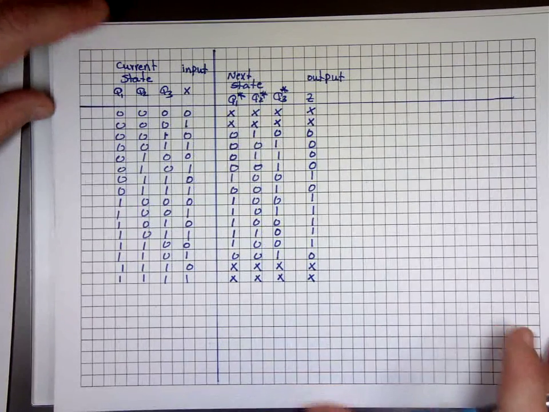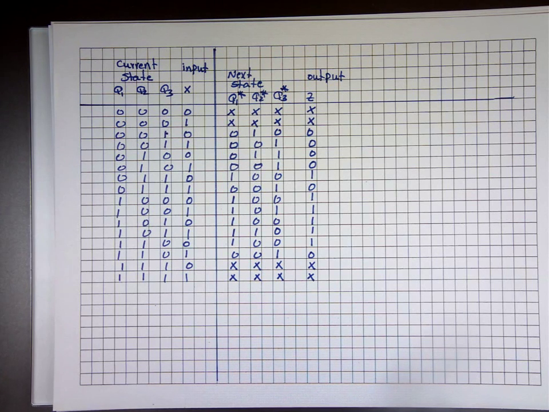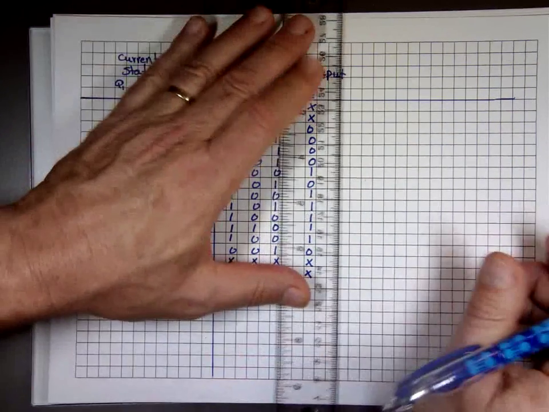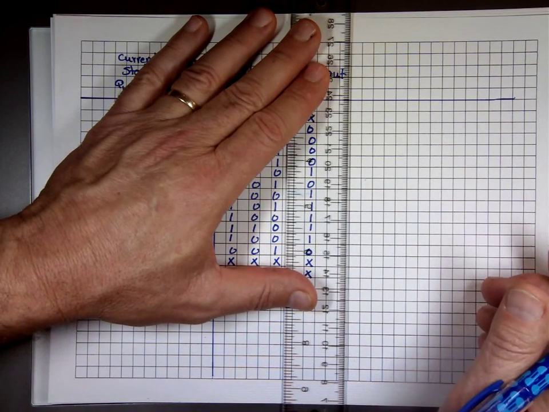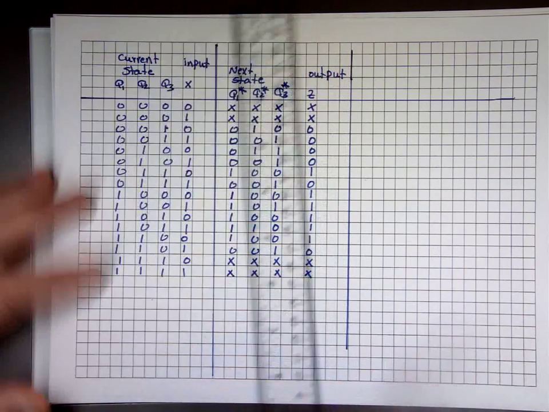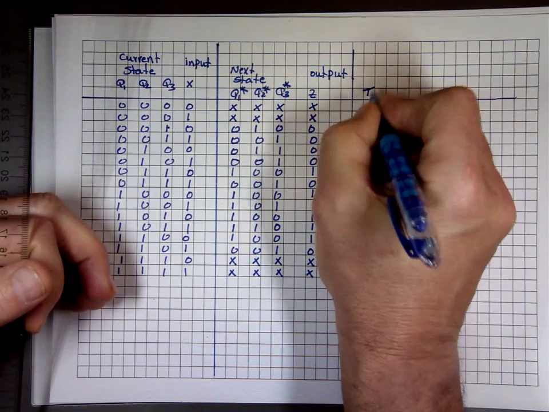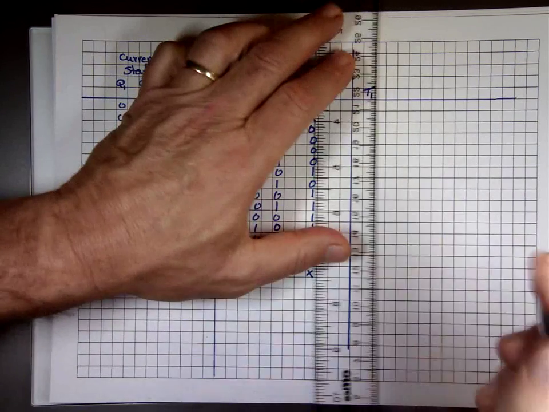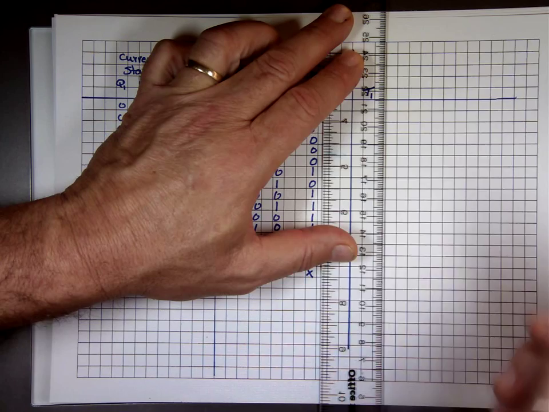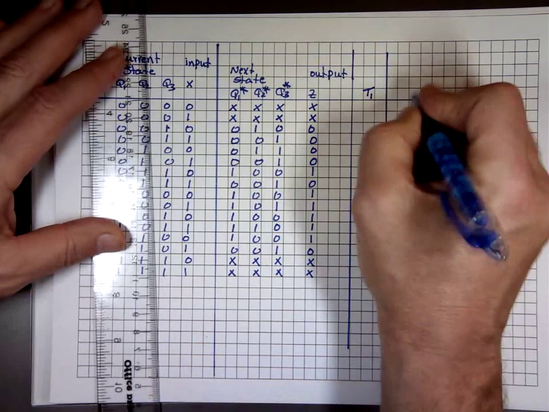Now we need to decide what kind of flip-flop we're going to use. I can mix and match just to be different. So maybe for the first flip-flop, I will use a T flip-flop. So for the first one, I'm going to use T. T flip-flop, toggle. The second one I'll use D flip-flop.